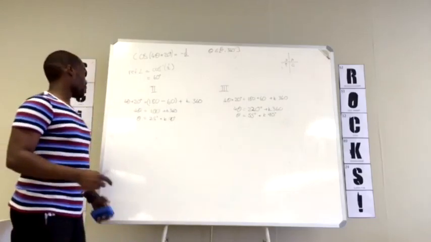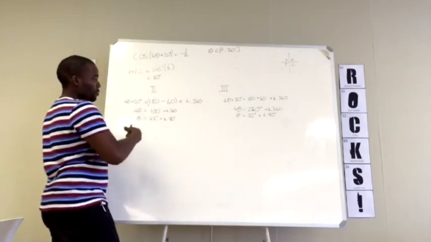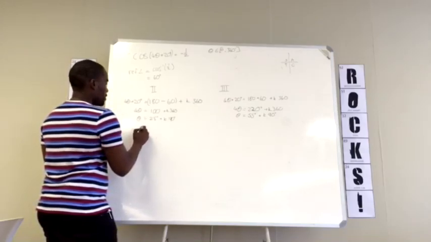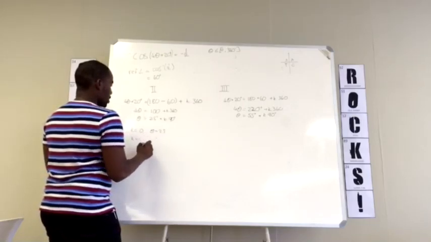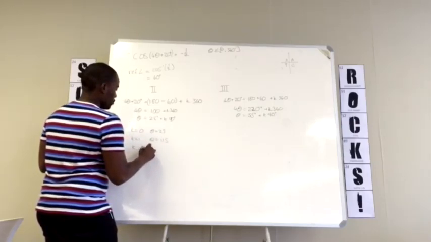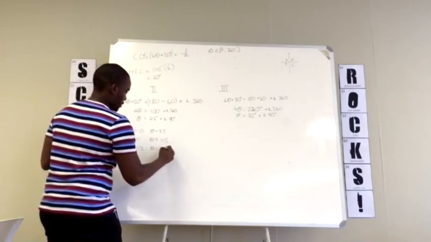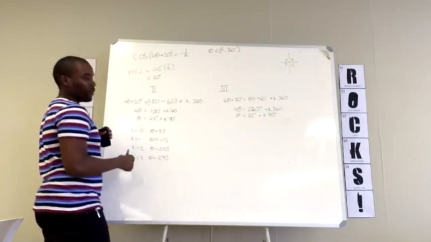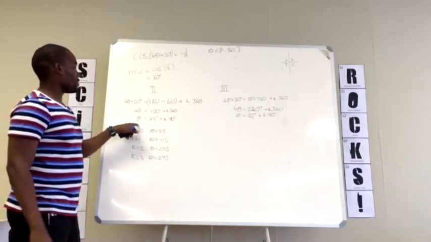They asked us for specific solutions now for the range 0 to 360. So you start plugging in values of K. For this one, if K is equal to 0, theta is 25. If K is equal to 1, 115. If K is equal to 2, 205. If K is equal to 3, 295. If K is equal to 4, that goes over, that's beyond my range. And if K is negative 1, that's still beyond my range as well.